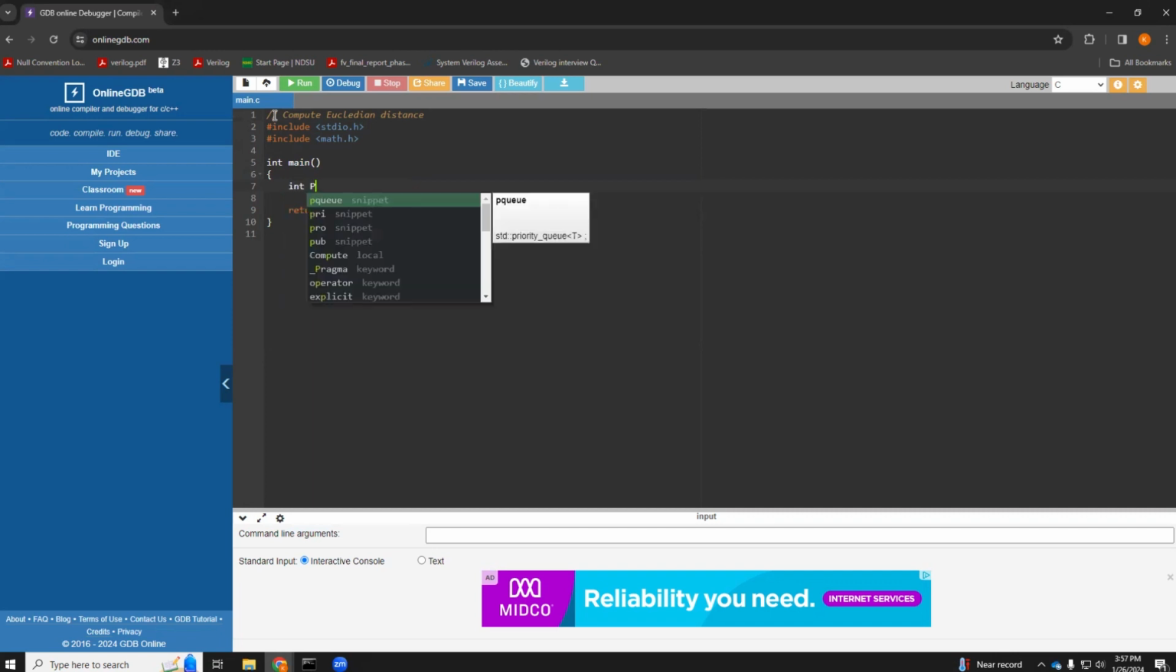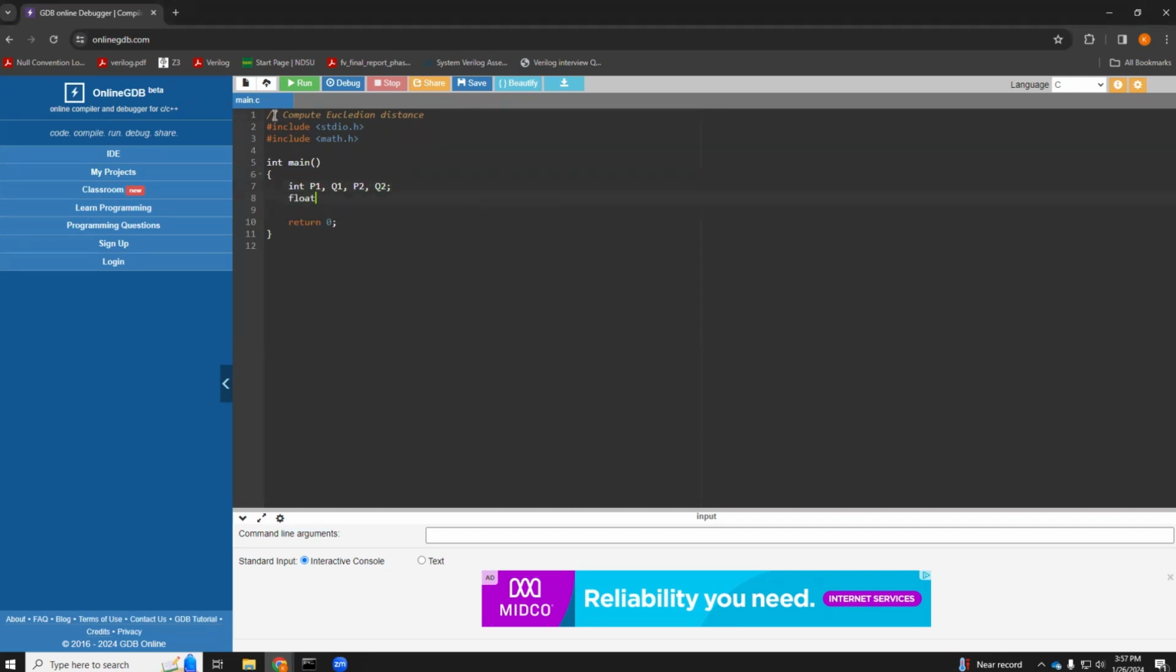So I'm going to assume that my first point has the coordinates P1, Q1, and the second point has the coordinates P2 and Q2. I'm going to compute my distance as a float, a floating point number, because square root typically gives you a floating point number in most cases. I'm going to add some extra variables as and when necessary.